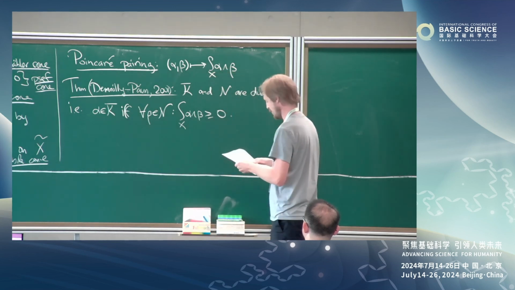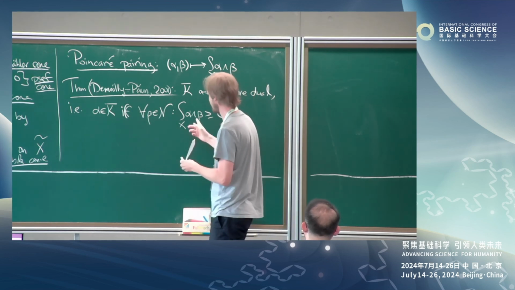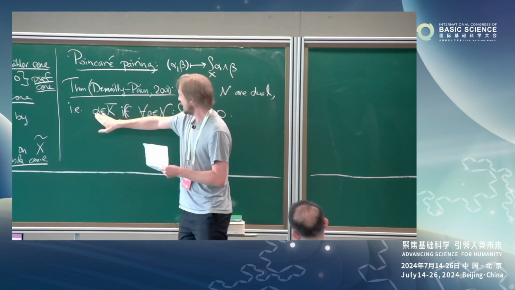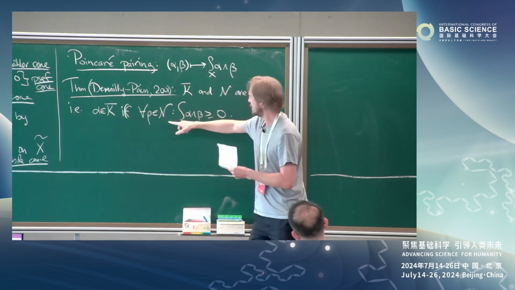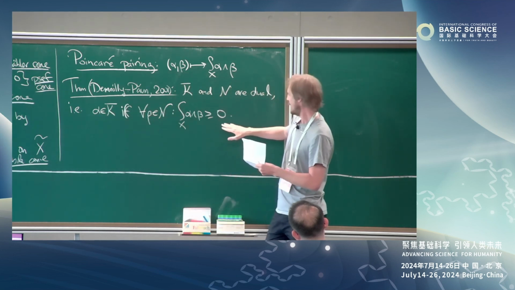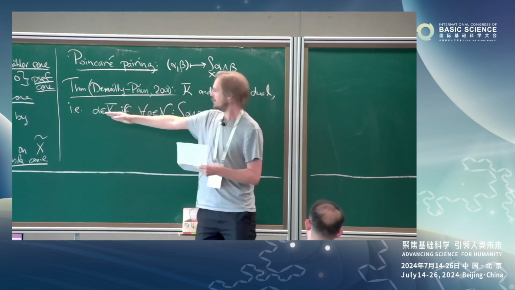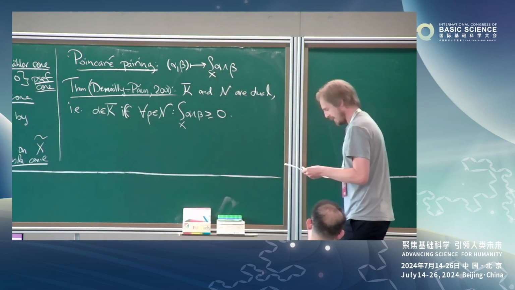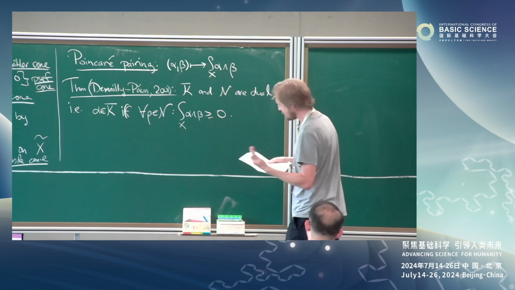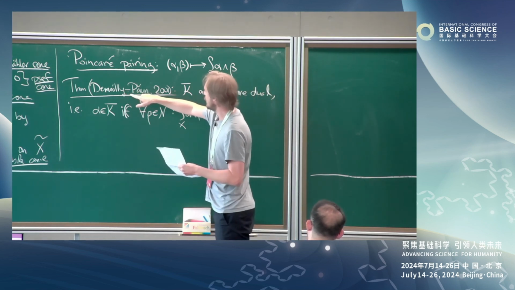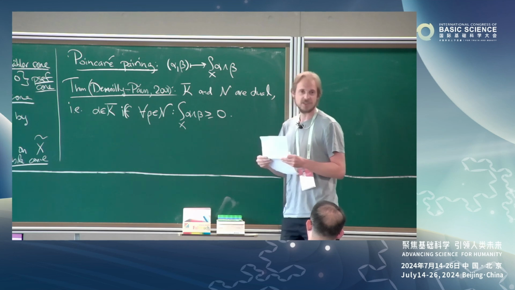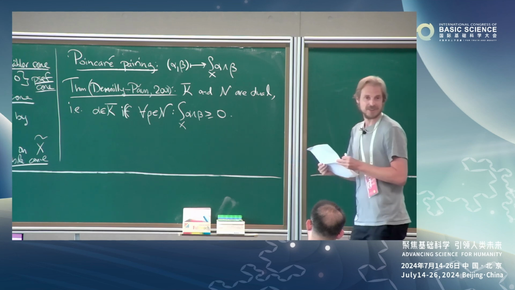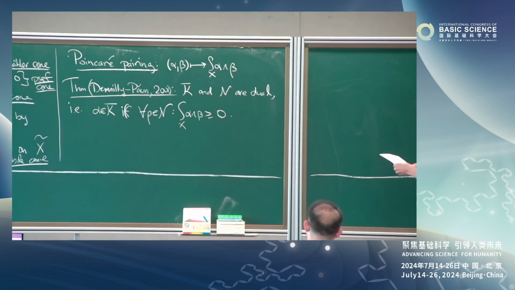So the hard part is the if part. If alpha is a class and you just know that paired to any such beta this is bigger than or equal to 0, how do we know that alpha is nef? So this is the hard part. But that follows from this deep result of Demailly and Păun about the numerical characterization of the Kähler cone, as far as I understand.